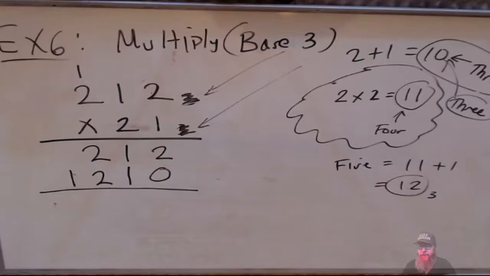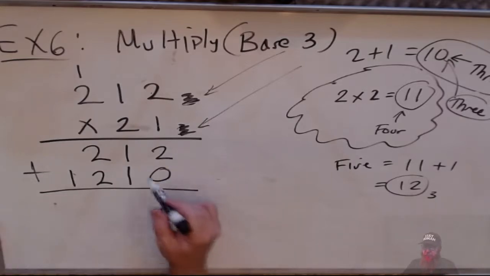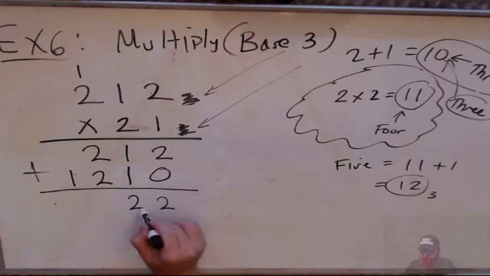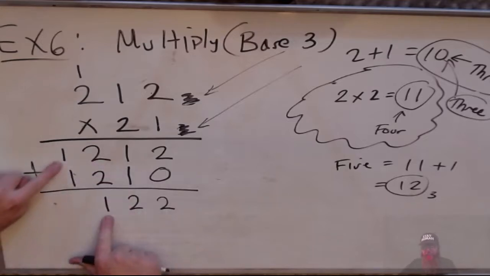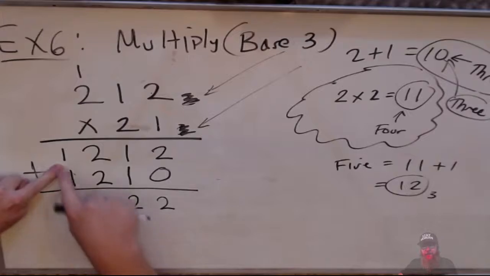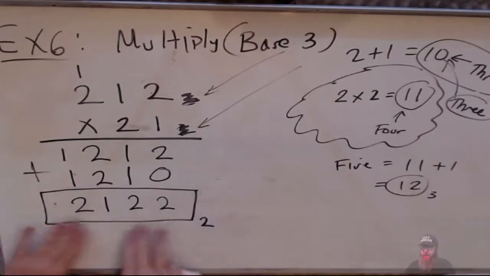Okay. And now you're going to add these together. The second step of multiplying is adding. 2 plus 0 is 2. 1 plus 1 is 2. 2 plus 2 is 4, but 4 looks like 11. So that's your 11 right there. And then 1 plus 1 is 2. So this is your product in base 3.